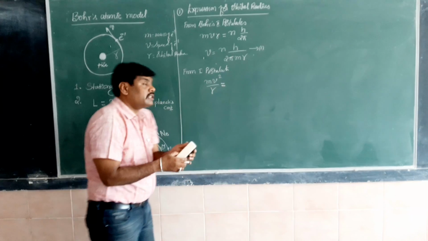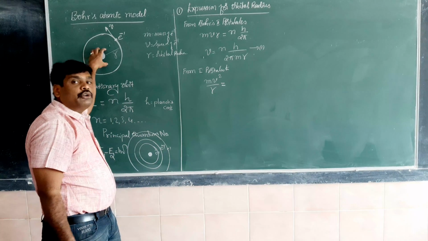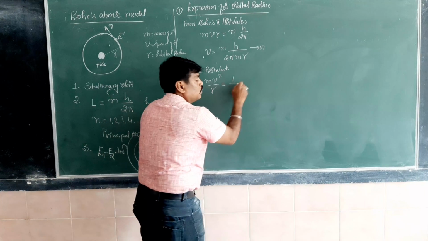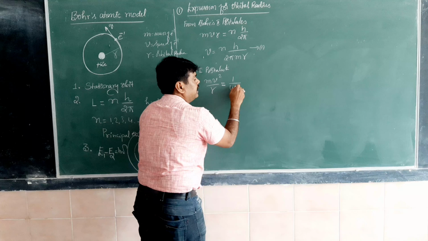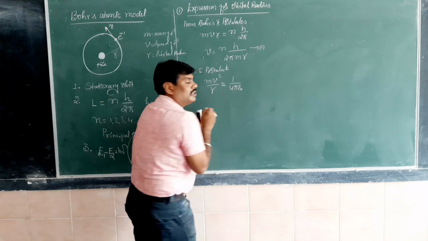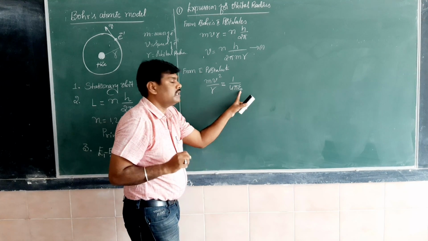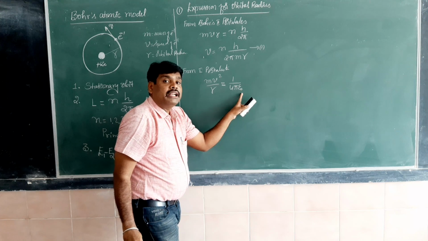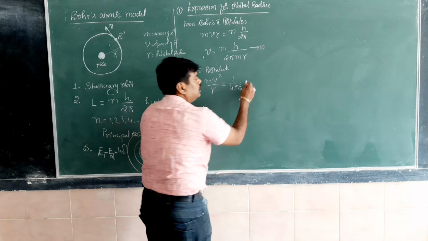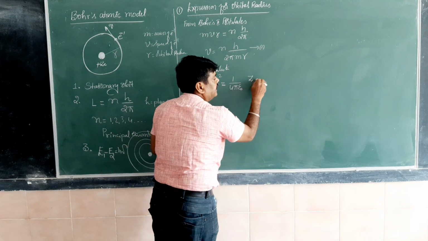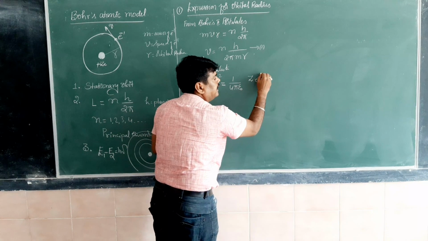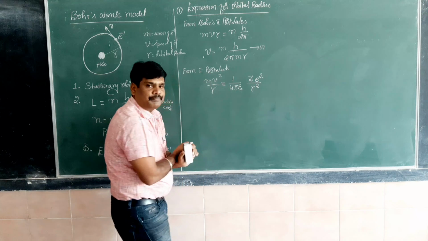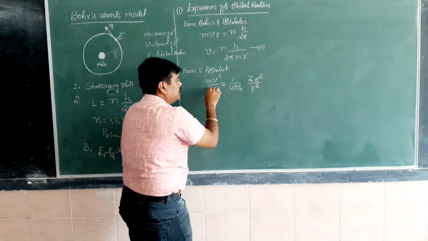So why is it electrostatic attractive force? The nucleus is positive charge, the electron is negative charge. We need to consider Coulomb's inverse square law: 1 divided by 4 pi epsilon naught, which is Coulomb's constant. Epsilon naught is the permittivity of free space, into charge plus Ze, another charge is e, into e square divided by distance square. Clear now? Now one r gets cancelled.